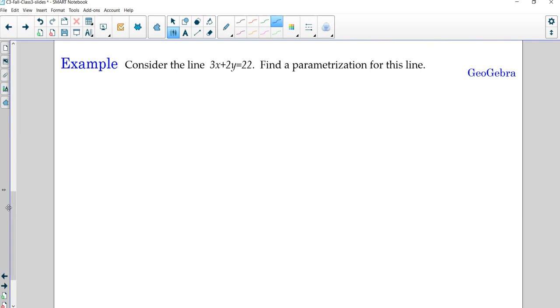So it's just a line. 3x plus 2y is equal to 22. All right? And we want to just find the parameterization of this line. To start finding a parameterization, it would probably be useful to just have a little sketch in the back of our minds, or on paper.